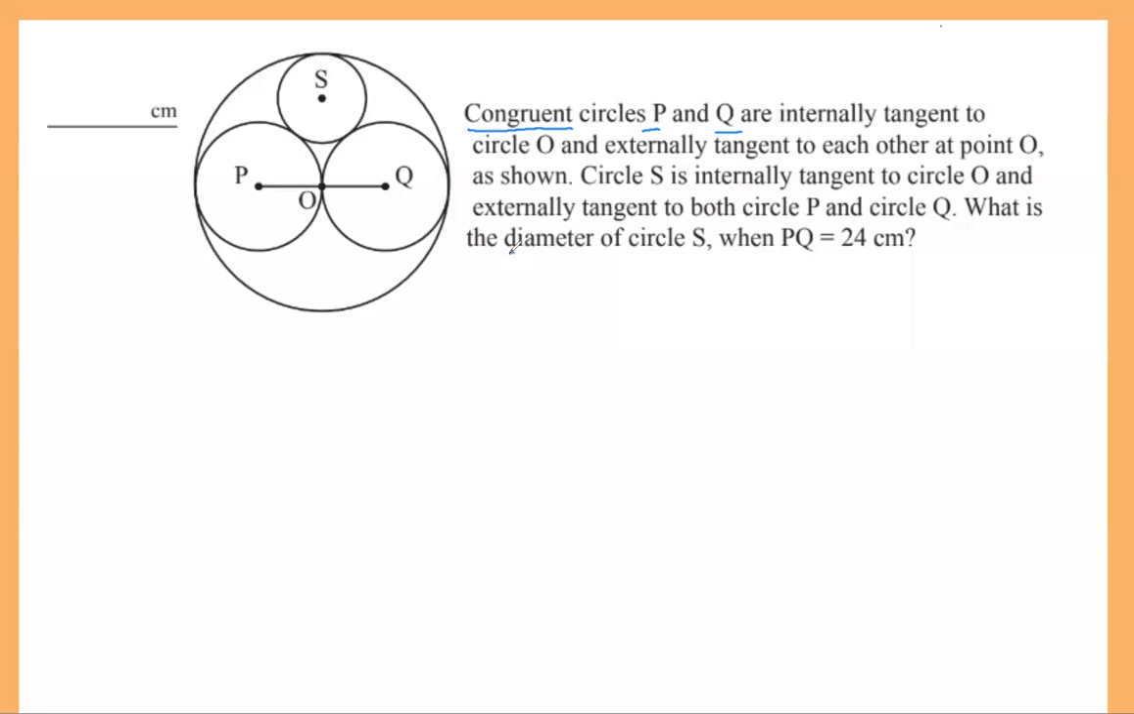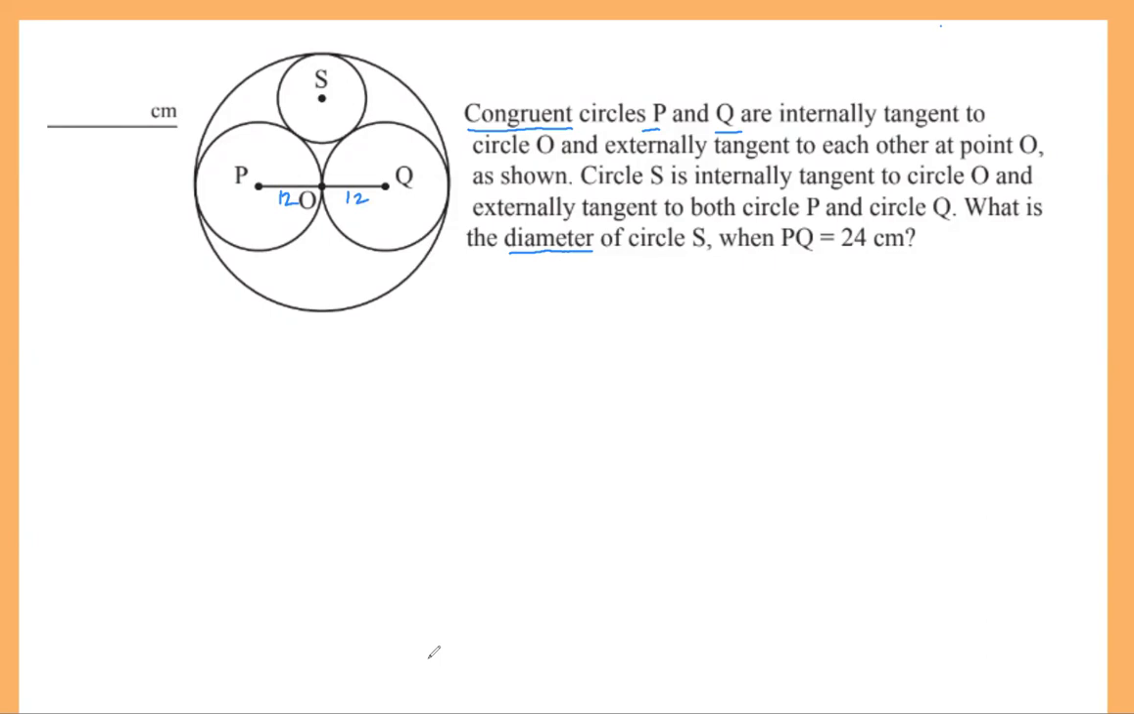Let's highlight this part, because we are not looking for the radius. Sometimes it's going to be tricky, so be careful to answer what we are being asked. Since we are told PQ is 24, and P and Q are identical, this has to be 12 and this has to be 12 as well.